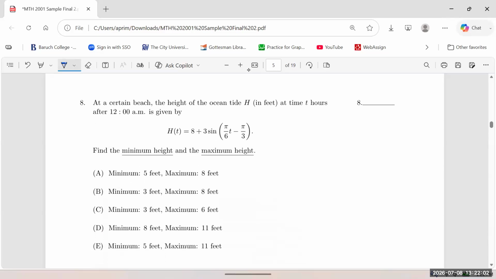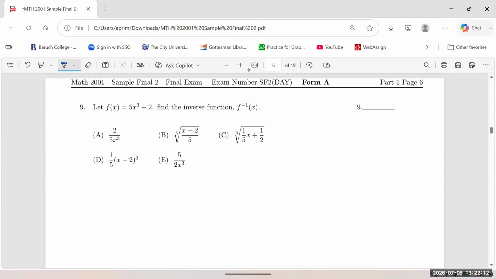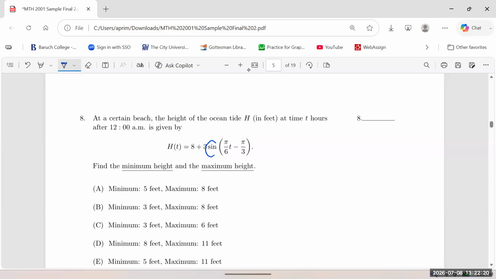You're finding the maximum and minimum. My hair hurts when I see this type of question. We're going to complete it later if you have time. Let's do the inverse. Do you remember the inverse? You're looking for the highest. This is a sine graph, right? So start from here, go down. The highest will be here, lowest will be here.